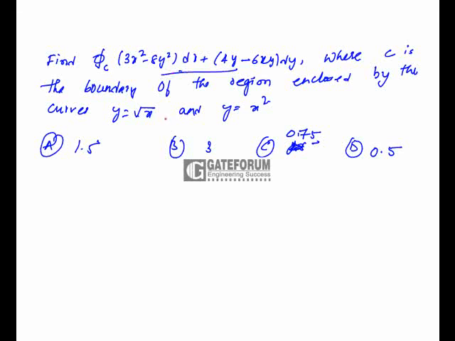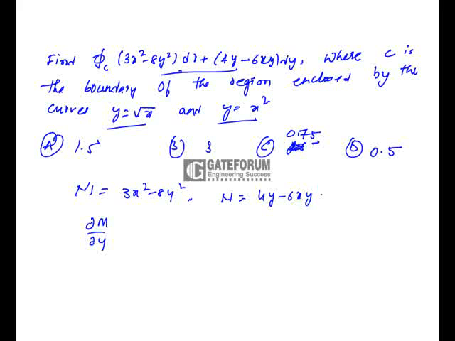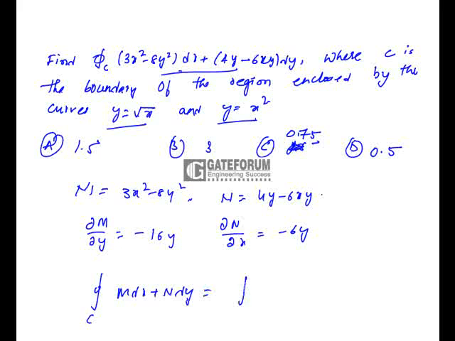Value of the integral whose boundaries are enclosed by the region y is equal to root x and y is equals to x square. Now M is given as 3x square minus 8y square, and N is given as 4y minus 6xy, and dou M by dou y is nothing but minus 16y, and dou N by dou x is nothing but minus 6y. So we can use Green's theorem here to solve. Integral over C M dx plus N dy can be written as double integral over R dou N by dou x minus dou M by dou y dx dy.